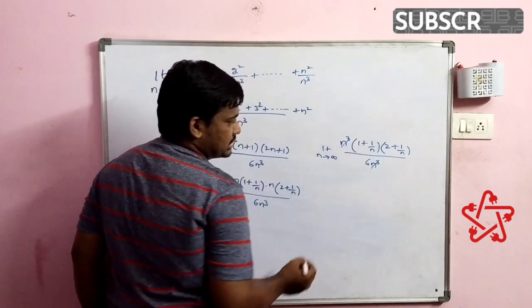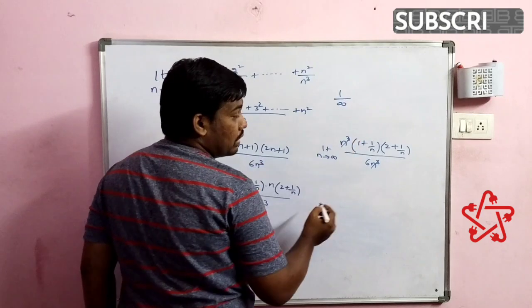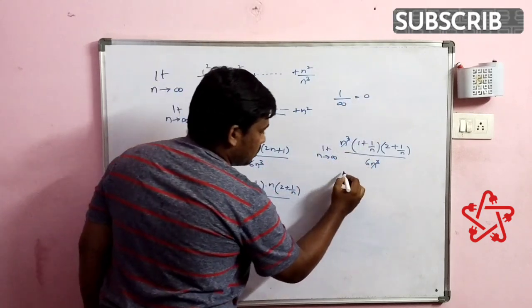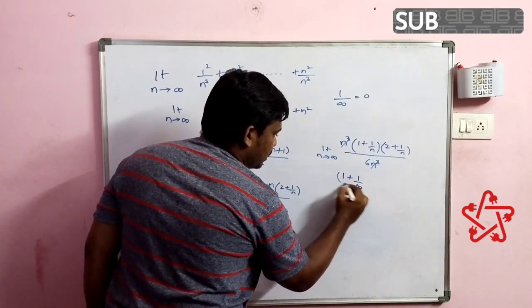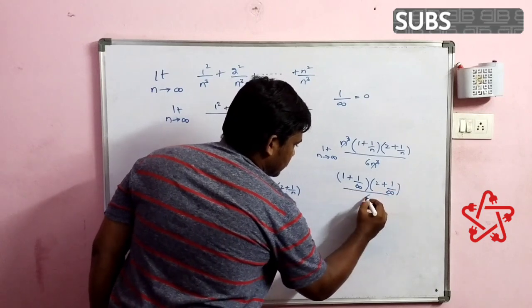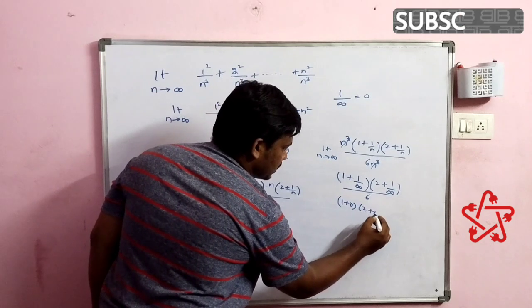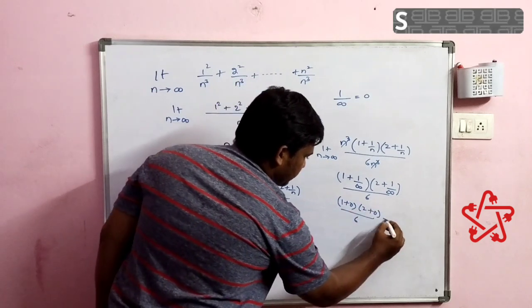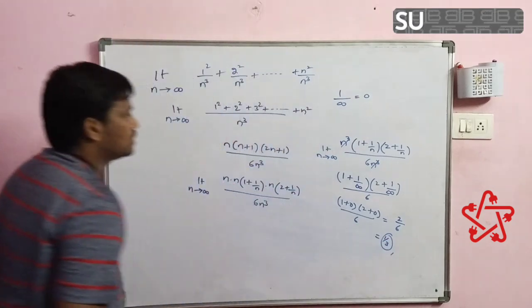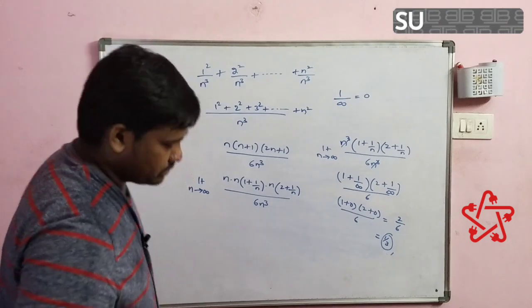N cube gets cancelled. Now if you know one concept, that is 1 by infinity, what is the value of 1 by infinity? It is 0, right? Now substitute the value. 1 plus 1 by infinity into 2 plus 1 by infinity divided by 6. 1 by infinity is 0. So 1 plus 0 into 2 plus 0 divided by 6. So it becomes 2 by 6, which is 1 by 3. Right? This is the way of solving this kind of question. Let me take one more question.